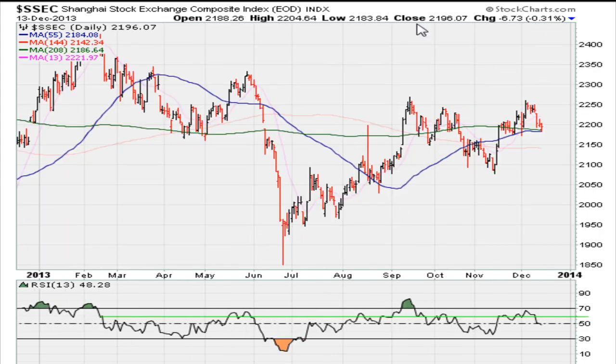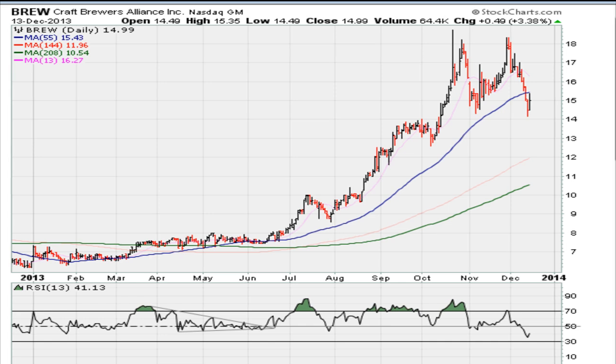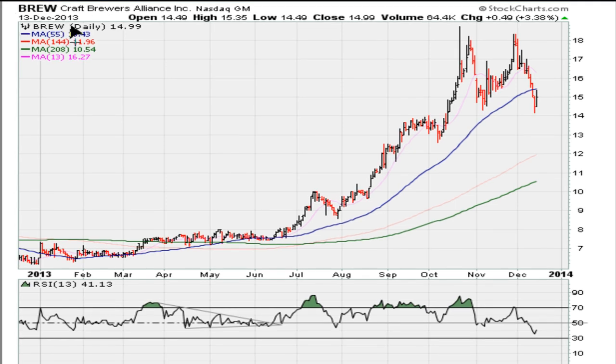Let's go to another one here. Okay, this is BREW. Doesn't matter. What I want to show you is what happens. So take a look at this stock. Had a nice move. Bam. So we come back here and find out that there was a wedge here that began this move.